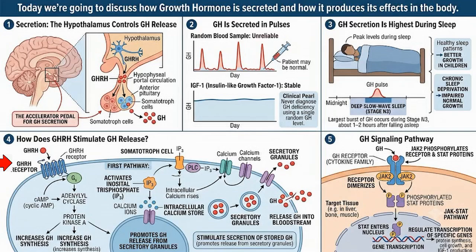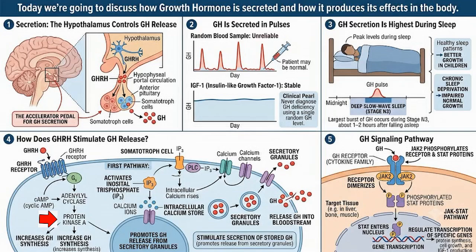This receptor is a G-protein coupled receptor, GPCR. Once GHRH binds to it, the receptor activates a stimulatory G-protein known as GS. The activated GS protein then stimulates an enzyme called adenylyl cyclase. Adenylyl cyclase converts ATP into a molecule called cyclic AMP, which acts as an important intracellular second messenger. The increase in cyclic AMP activates protein kinase A.